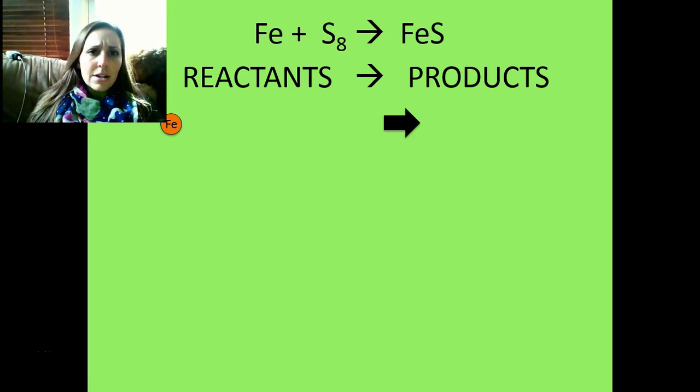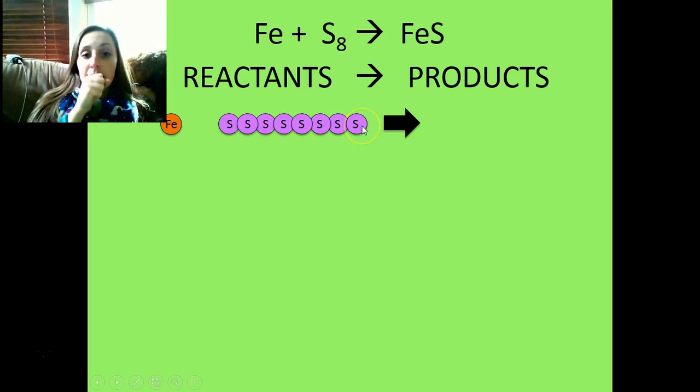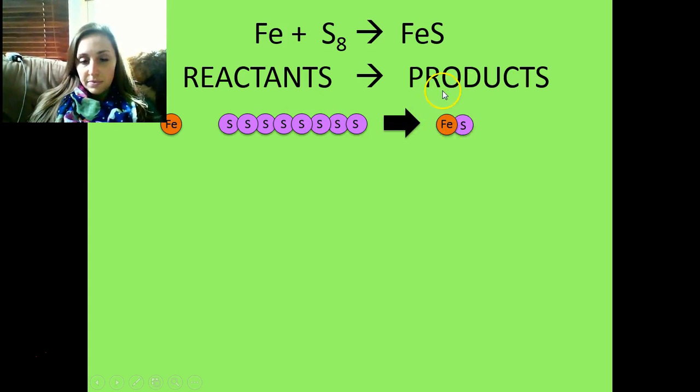Now you don't need to make the proper geometric shape or anything. You just need to have 8 circles put together. So 1, 2, 3, 4, 5, 6, 7, 8. So this is my S8. And these are going to rearrange to make this.